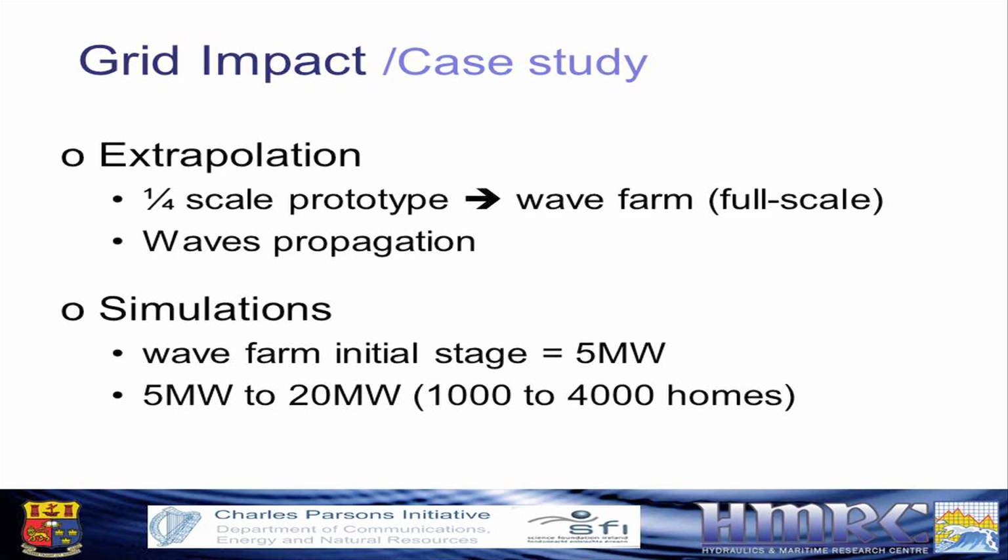Because the initial target for the waveform is 5 megawatts, we want to study that. But we know this waveform could go up to 20 megawatts if everything goes to plan, so we performed the simulation for 5 to 20 megawatts. Megawatts can be a bit abstract, so in practical numbers, 5 to 20 megawatts would mean powering 1,000 to 4,000 homes.